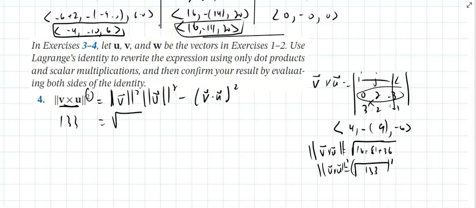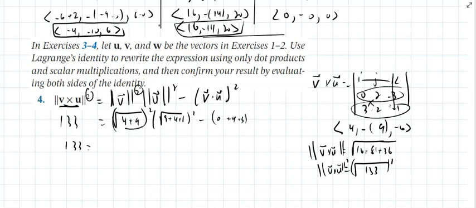Now, the magnitude of v, well, we just figured out that v is this. That's the square root of 0 plus 4 plus 9, multiplied by the magnitude of u. There is u. That is the square root of 9 plus 4 plus 1. Of course, we're squaring that, and we're squaring this, minus the dot of the two. If we take the dot of the two, that's 0 plus 4 plus 3. So 133 should equal, that is 4 plus 9, 13.